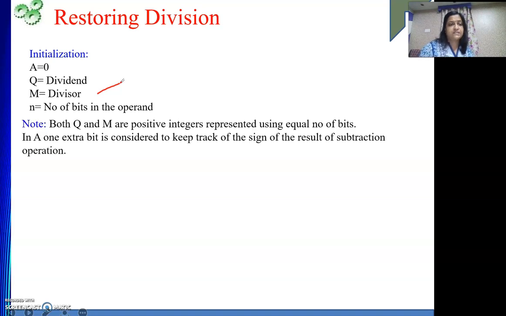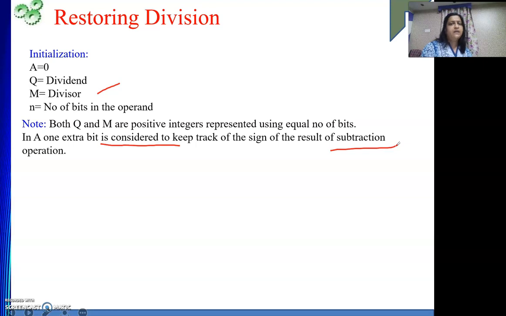Then how does the algorithm work? One more thing I have already mentioned: both your operands Q and M are positive integers represented using an equal number of bits. And in A, one extra bit is considered to keep track of the sign of the result of the subtraction operation. Just now I showed you that while doing division, we were continuously performing subtraction and checking whether the result is positive or negative. If it is negative, the quotient bit was set to 0.